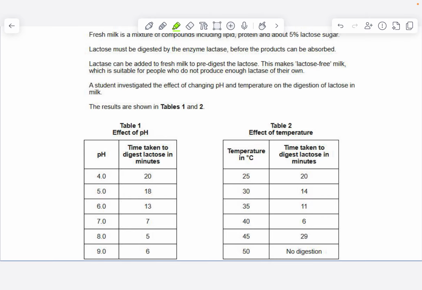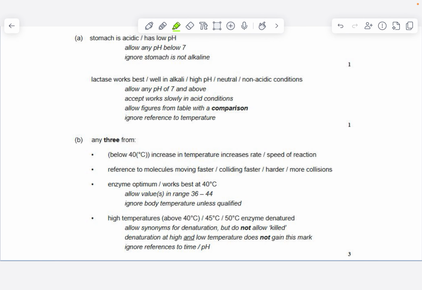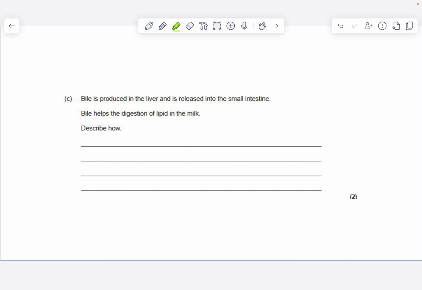Bit of a data analysis question. So students investigate the effect of changing pH and temperature. So this one is changing pH, this one is changing temperature. So you'll need to use that. I've included the same data here. 2 questions. Lactase is normally produced in the stomach, and how do you know that? We'll look at the pH. Explain as fully as you can the results in table 2. So that's the effect of temperature. And this is then the mark scheme for that. 2-mark question on that.